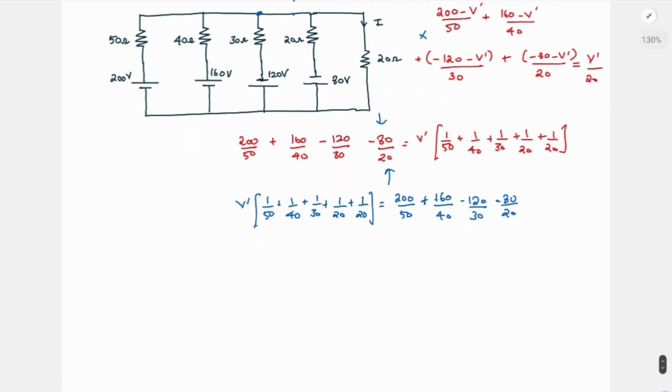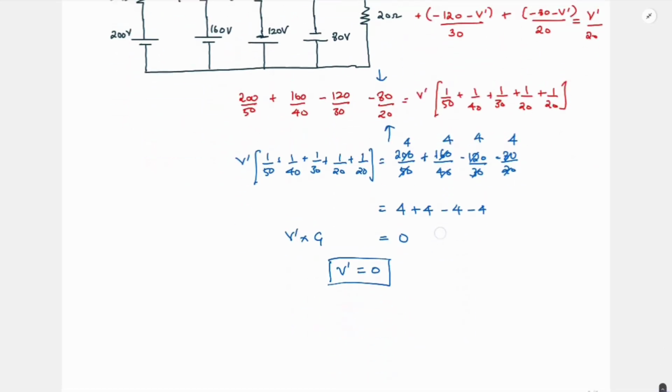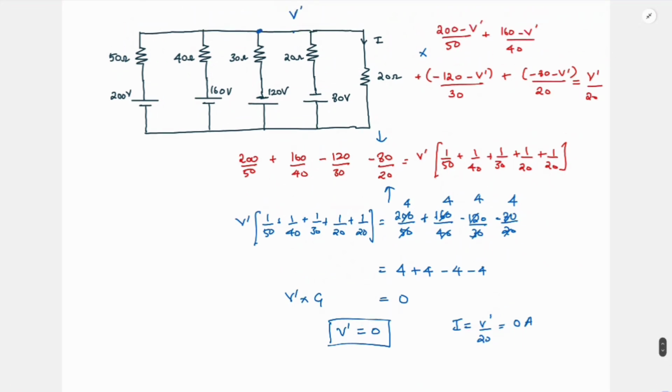Now we have to simplify this. The right hand side is easy. This is 4 times, 4 times, 4 times, and this is also 4 times. So it is 4 plus 4 minus 4 minus 4, which is straight away 0. Whatever this term was, it is into some g, and as long as g is finite, your V dash is going to be equal to 0. If V dash is 0, what is your I? Your I is nothing but V dash by 20, so this is also going to be equal to 0. So your answer is 0. This is one method.